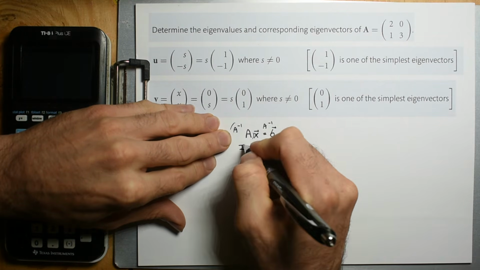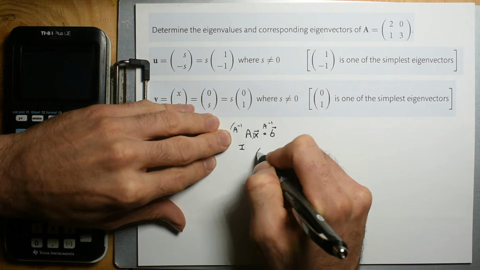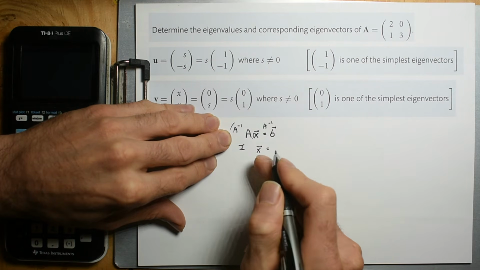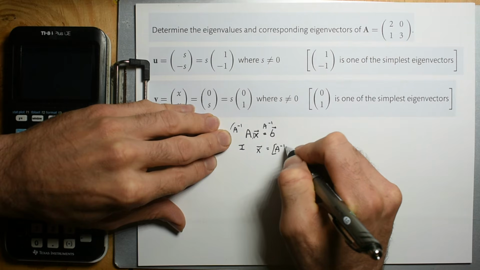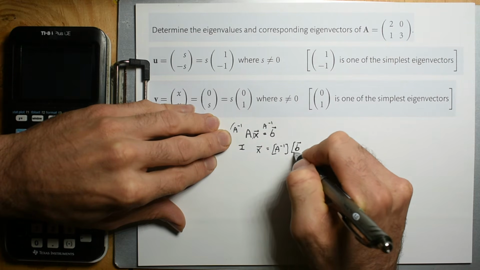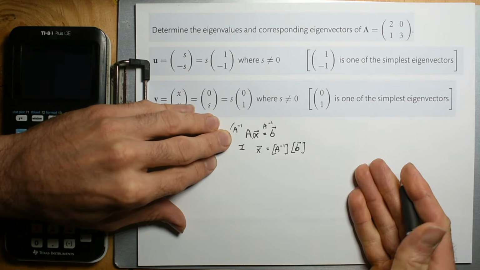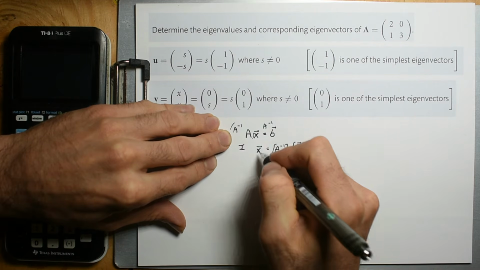The identity matrix times any matrix is just itself. So we get just the matrix of solutions on this side. And then on this side we have the inverse of A, which is a matrix, and then we have the vector of coefficients, which is a matrix. So all we have to do is multiply two matrices together, and we get our solution.